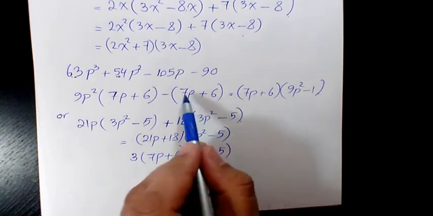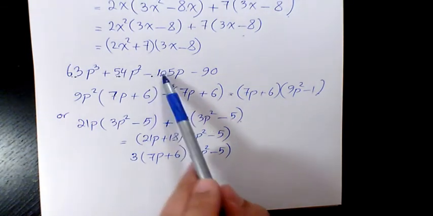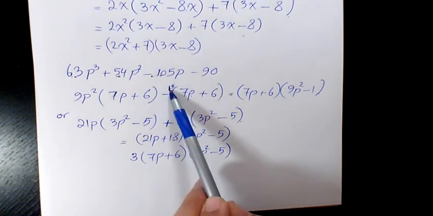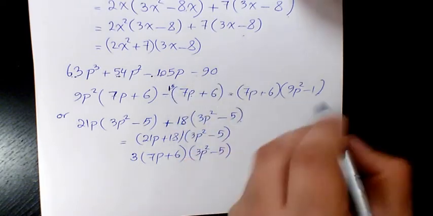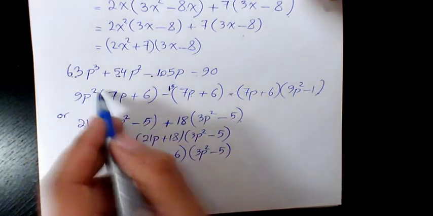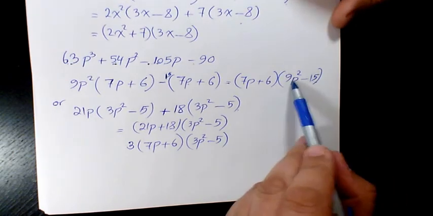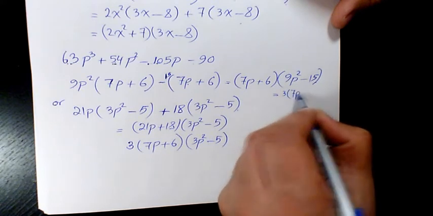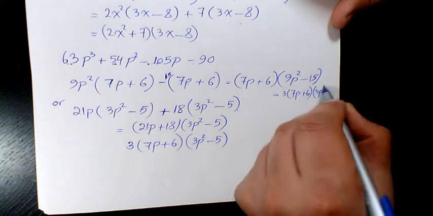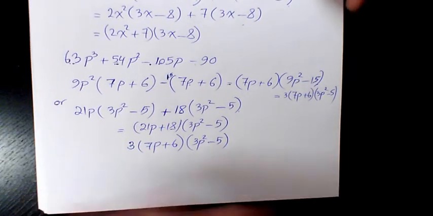I need to mention that here in the first one, I forgot to write 15 here, because negative 105p divided by 7p is going to be 15. Negative 90 divided by 15 is going to be positive 6. So the answer is going to be 9p squared minus 15. So now if you factor 3 in here, it's going to make it as 3, 7p plus 6, 3p squared minus 5. That's exactly what we got in here as well. So it doesn't matter which two you select.